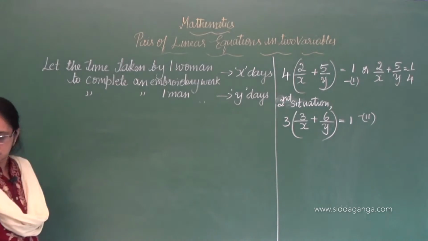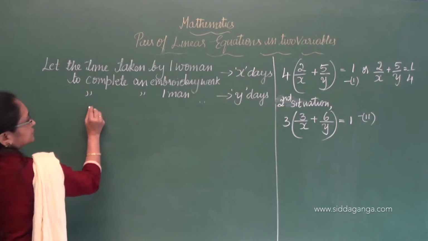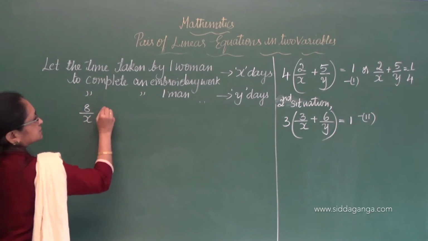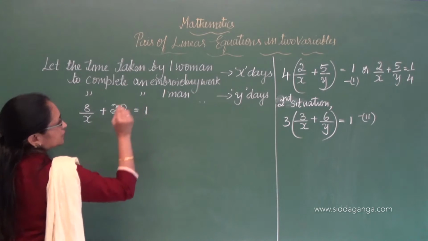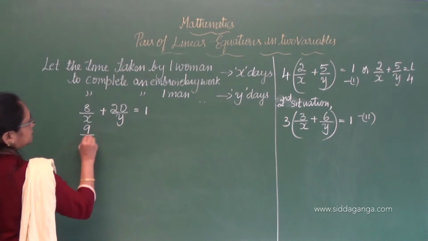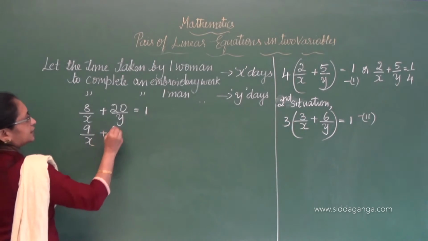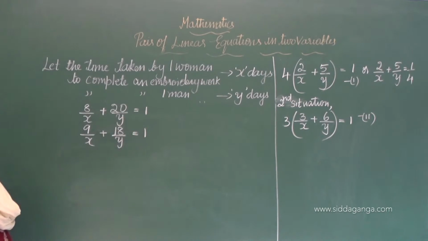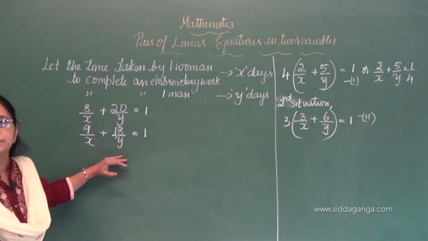Before finding, you just solve that. See here, what happens? 4 2s are 8 by x, so here 8 by x plus 5 4s are 20 by y is equal to 1. Same way here also, 3 3s are 9 by x plus 6 3s are 18 by y is equal to 1. Now, you know how this type of equation you have to solve.